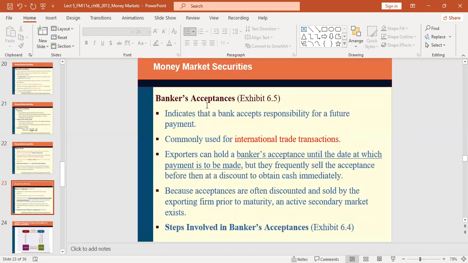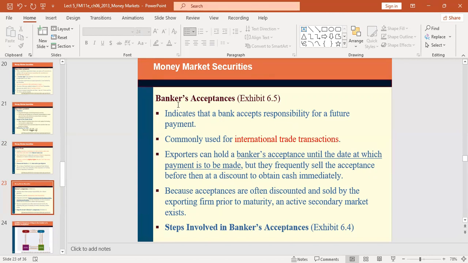The last type of money market security is called bankers' acceptance. So this bankers' acceptance is usually used in international trade because, between the importer and exporter, sometimes the importer may not know the exporter and the exporter may not know the importer. So the importer may just find information on the exporter and contact the exporter to send some goods. So the exporter will be scared. What if I send the goods and this person happens to be a scam?